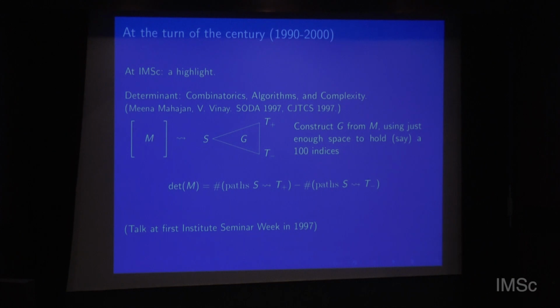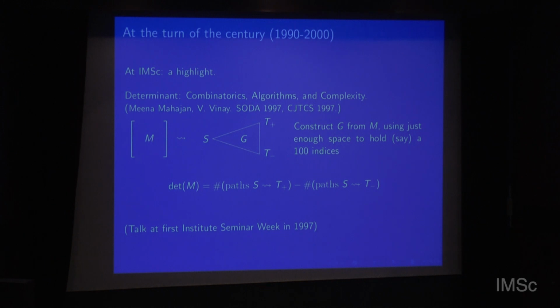Maybe one result from that decade which I would like to highlight, which is of course my own result, and I'm very fond of this result. Here's the title of the paper: Determinant, Combinatorics, Algorithms and Complexity. And what we showed in this paper, this was joint with Vinay, is that we gave a new algorithm for computing the determinant of a matrix.